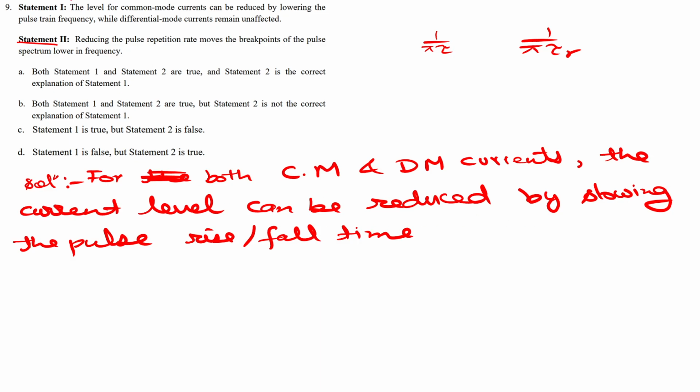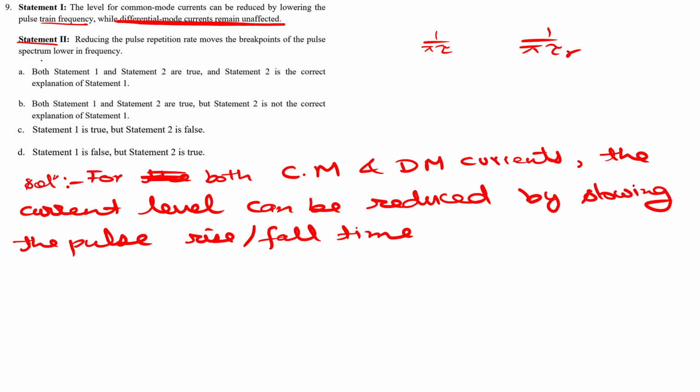So if you read statement 1, it states that the level of common mode current can be reduced by lowering the pulse train frequency, while differential mode current remains unaffected. So part 2 of statement 1 is not correct, because for both common mode and differential mode currents, the current level can be reduced by slowing the frequency rise and fall time, means lowering the frequency.